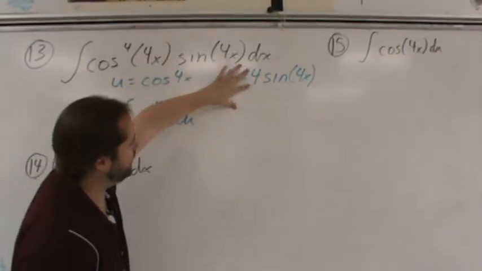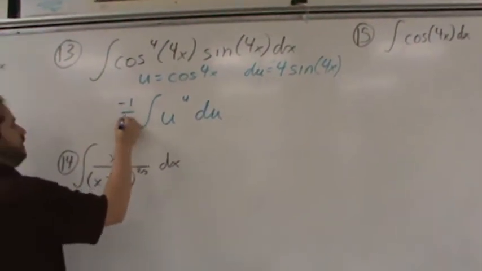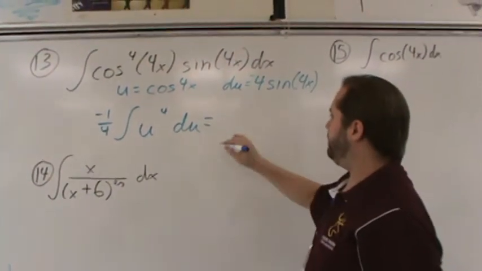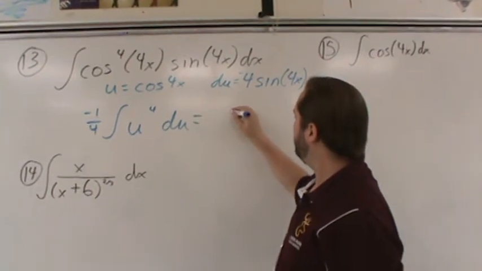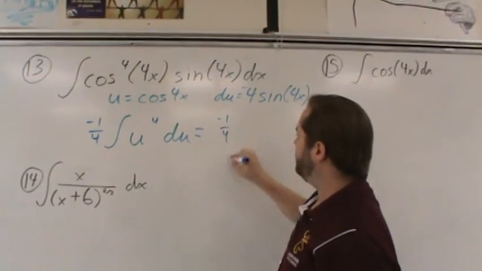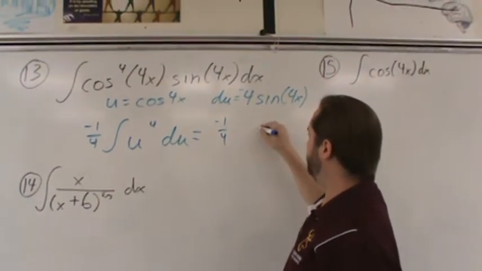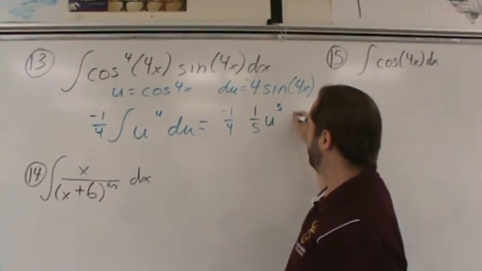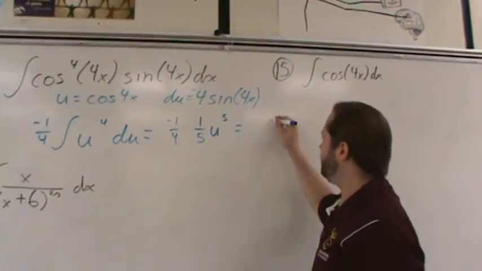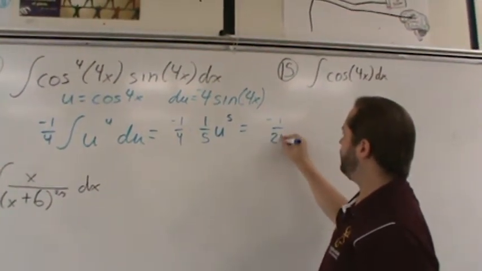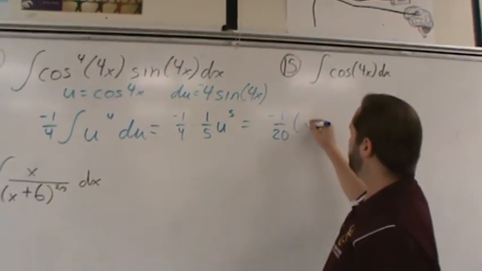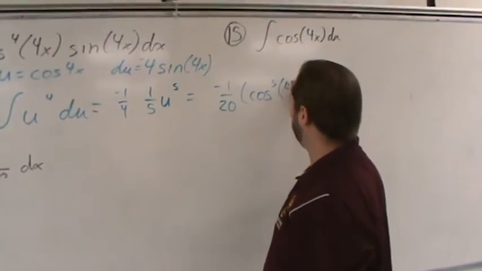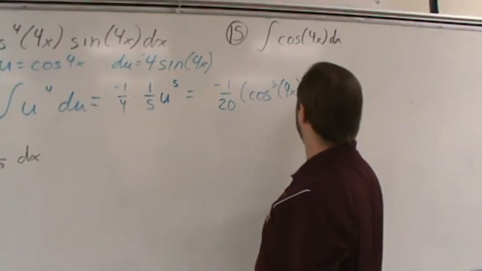I do have to account for a negative 4 here, so I'm going to have negative 1/4 outside of the integral here. And that's going to give me negative 1/4 times u to the 4th becomes u to the 5th with a 1/5 in front, and that's going to be negative 1/20 times cosine to the 5th of 4x plus c.